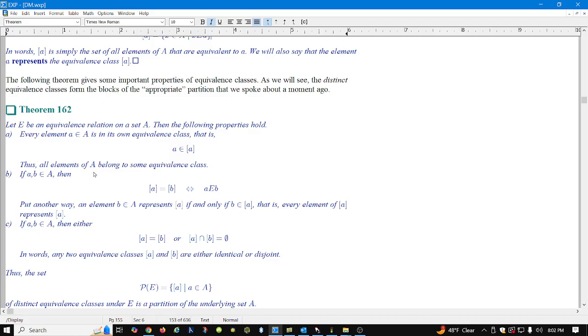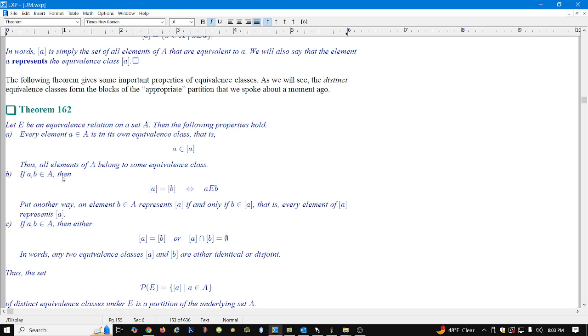Remember, we're trying to form this partition that I mentioned a minute ago. And it's going to be the distinct equivalence classes. So what we know so far is that every element of A belongs to an equivalence class, so the union of the equivalence classes is all of capital A.